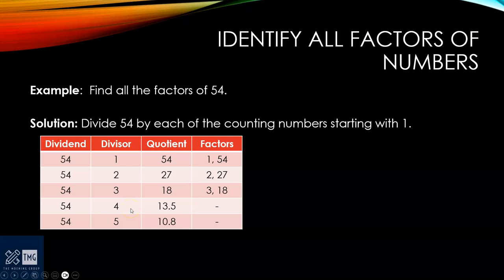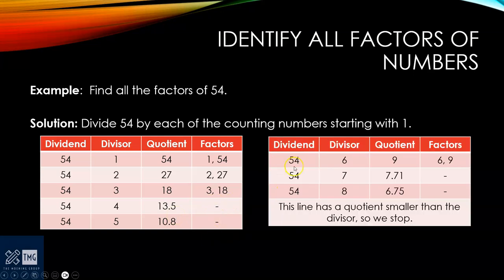Now, when we divide 54 divided by 4, we get 13.5. A decimal is not a counting number. Therefore, you'll notice divisors of 4 and 5 give decimal answers. They are not factors. If we divide by 6, 54 divided by 6 is 9. So those are counting numbers, so they are factors. We divide by 7, get 7.71.